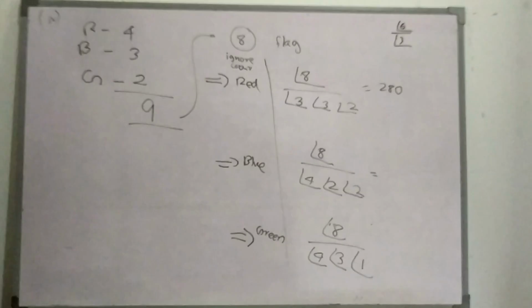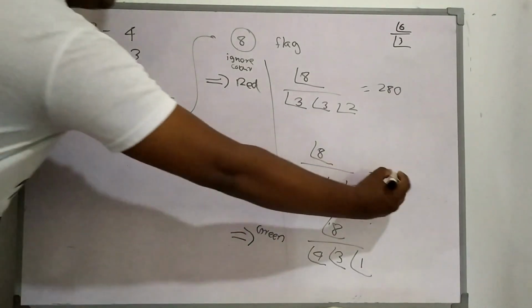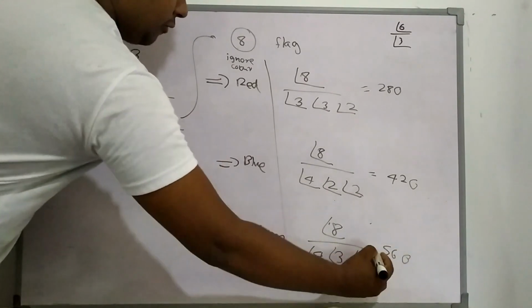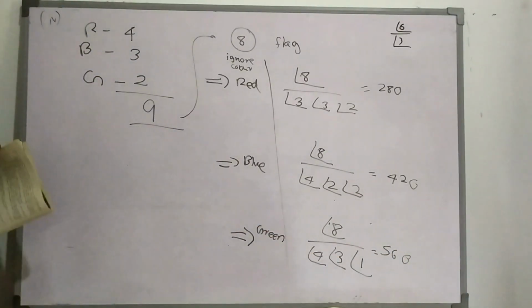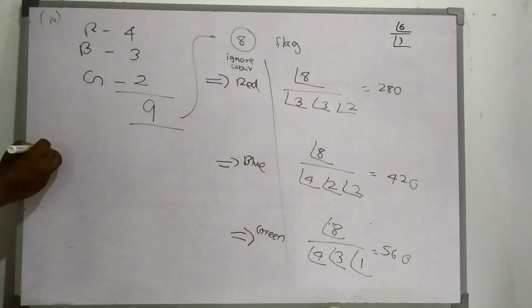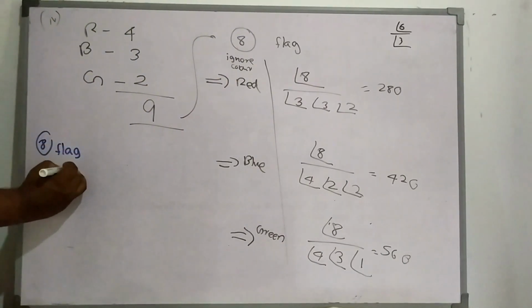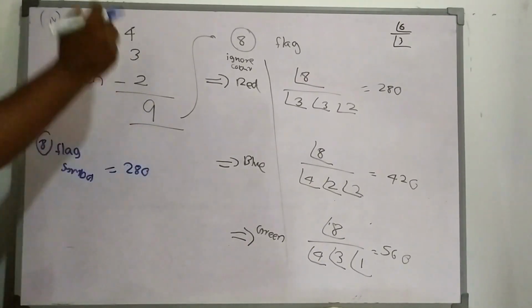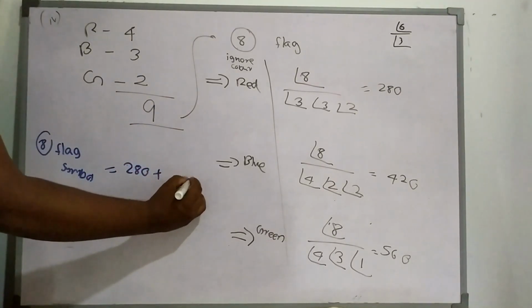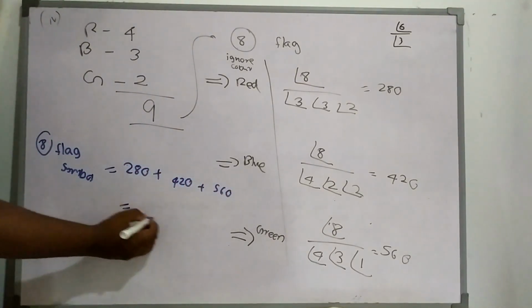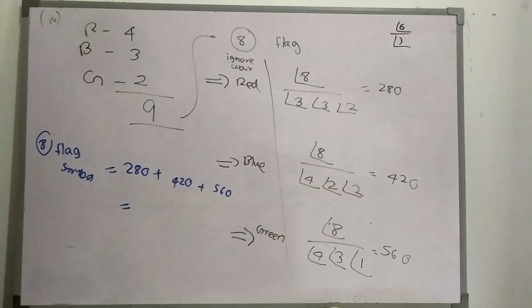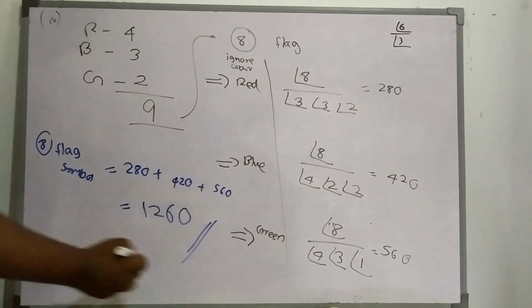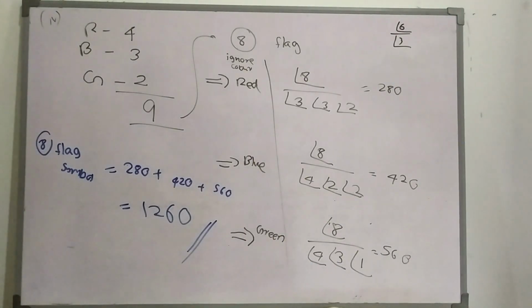So 280 is the first one, so you have to simplify it, right? I'm directly writing the answer: 420 and 560, right? So the whole process is this total, right? The 8 flag signal: 280, 420, 560 total 1,260. This is the total number of arrangements using 8 flags under the 9 flags, right?